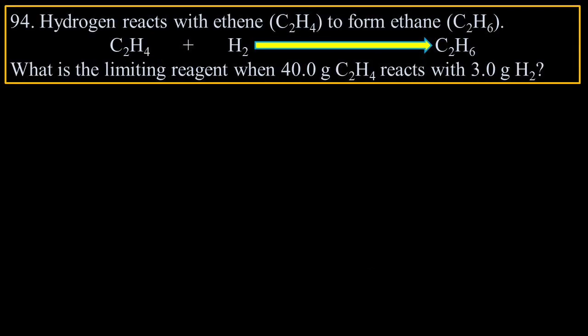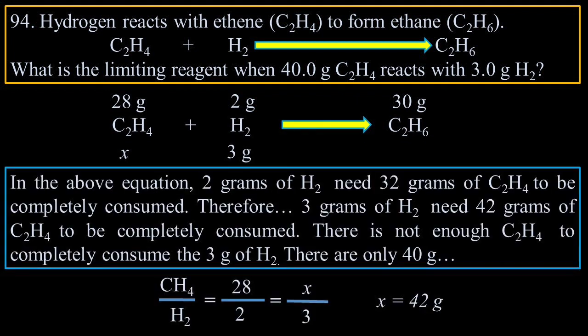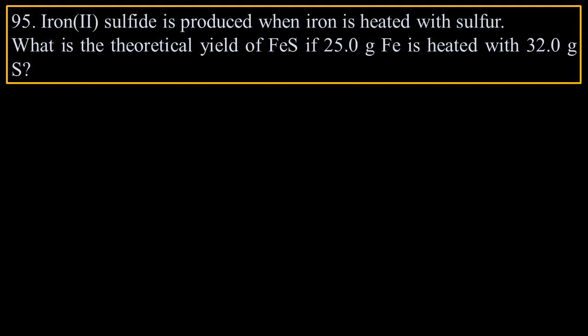Next question is, hydrogen reacts with ethene, C2H4, to form ethane, C2H6. There's the reaction. What is the limiting reagent when 40 grams of ethene react with 3 grams of hydrogen? I'm going to test this. Remember the test. Choose one, and if you don't have enough of the other one, that's the limiting reagent. Or if you have too much of the other one, then the one you're testing is the limiting reagent. So I'm going to test 3 grams of hydrogen, and I'm going to find that I would need 42 grams of ethene, so I don't have enough there. So that's going to be the limiting reagent, and that's the answer to that question. It's a very, very easy way of checking limiting reagent.